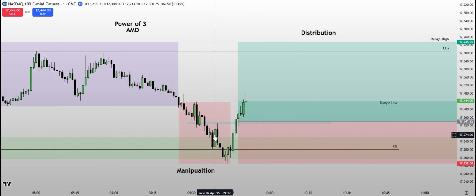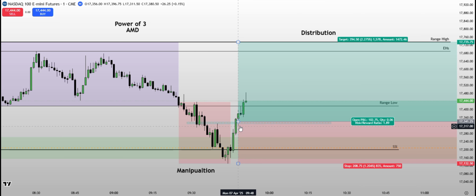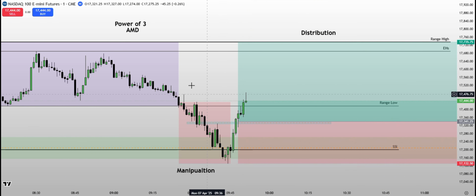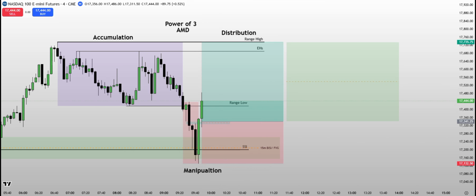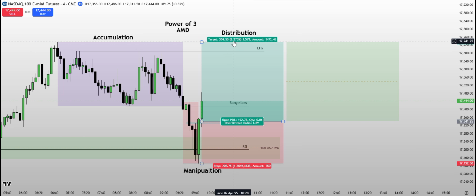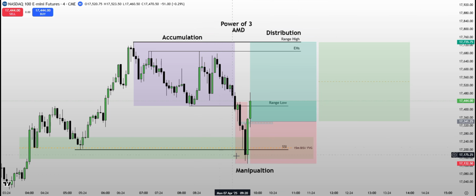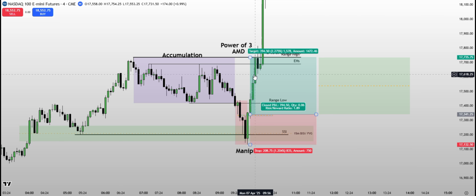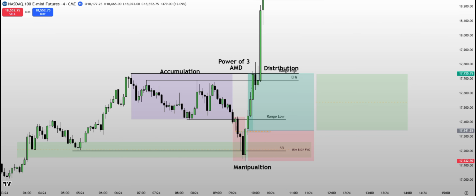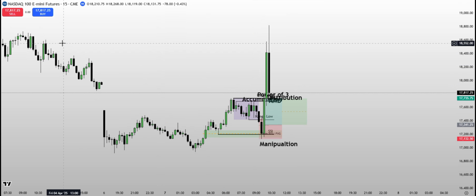Like I said, the confirmations with that change in state of delivery, we retraced it, but you could have entered on that on the 1 minute. And we're looking to see what price does. Equal highs above, range high, AMD PO3. And price shoots right away to that high. 400 points nearly, almost a 2 to risk reward. And it does end up going to all of these highs.